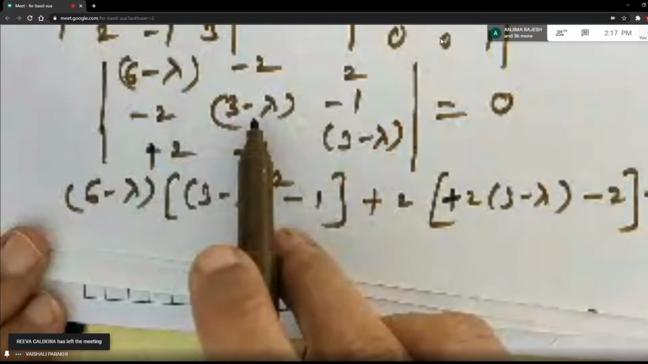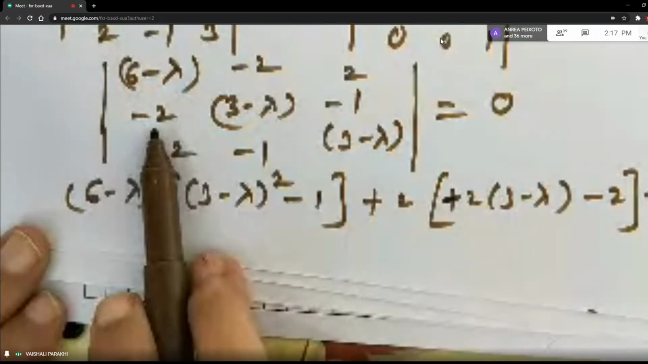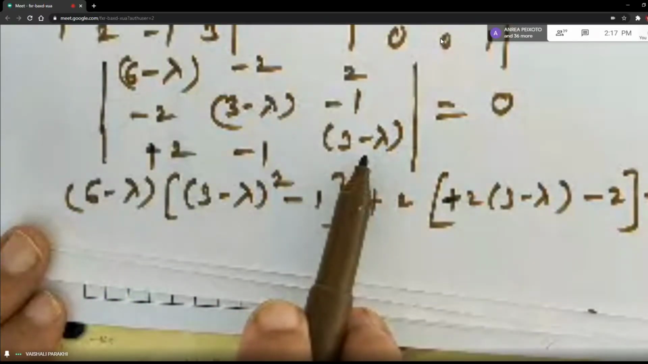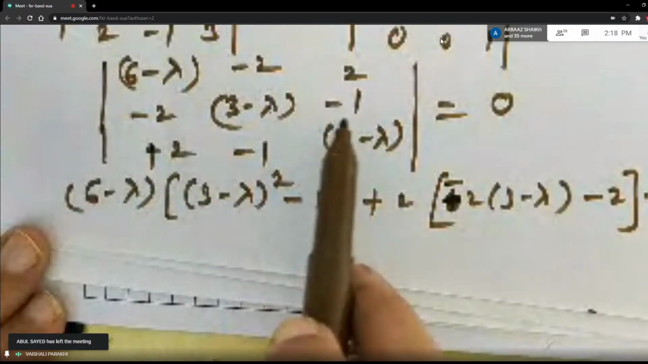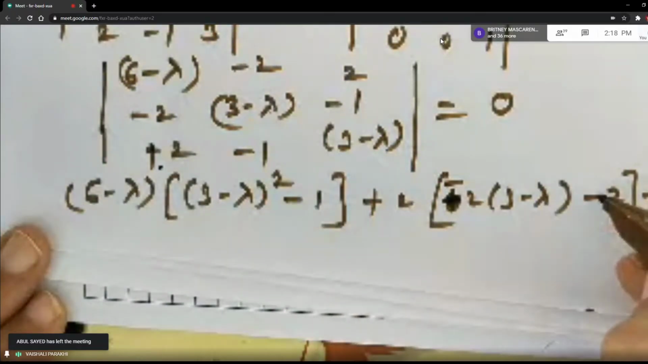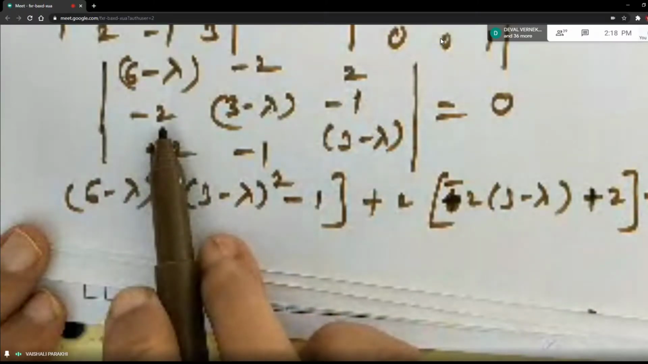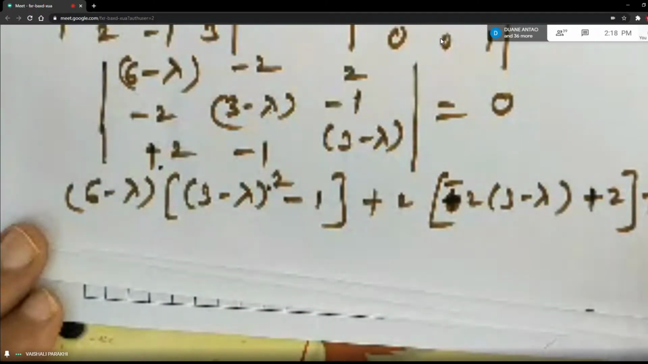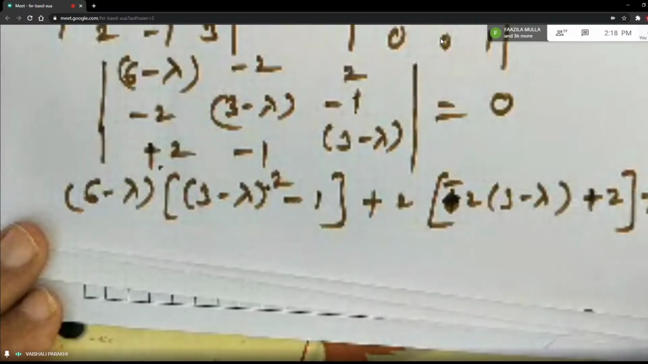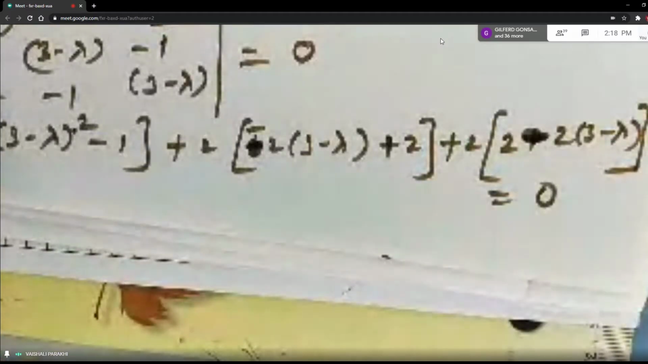And this is minus, what we are doing here? Minus 2 into this, and this will be what? This is minus minus plus, it will become plus, right? Then the last term is 2 here, then this is minus 2 into minus 1 is 2, and this will be minus here 2 into 3 minus lambda, and the right hand side is 0. So I am just solving the determinant of order 3 by 3.